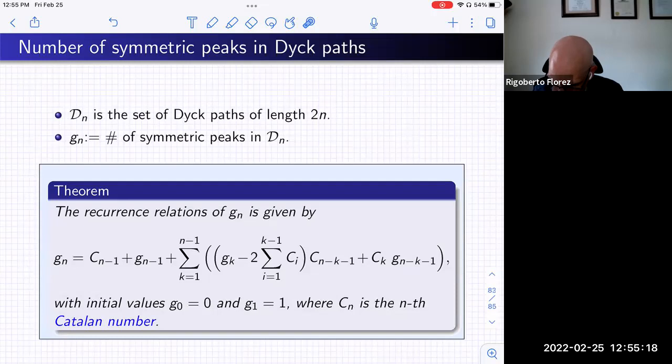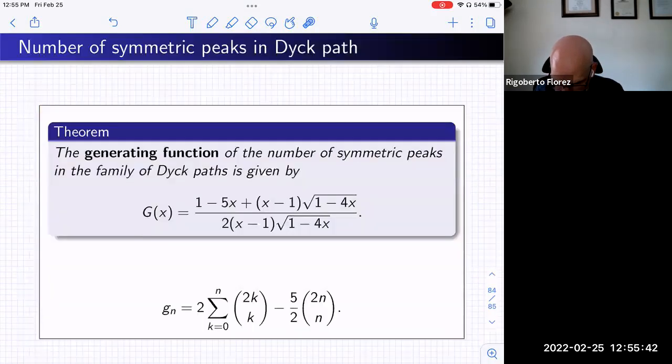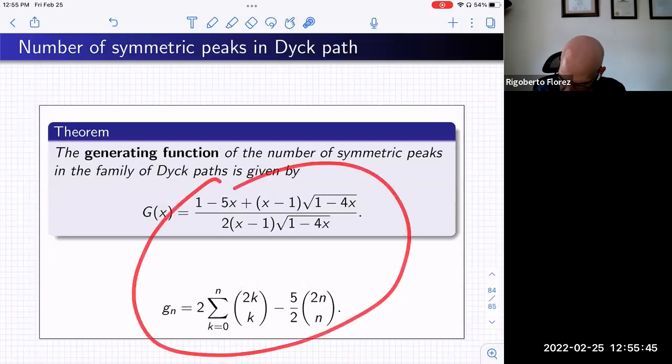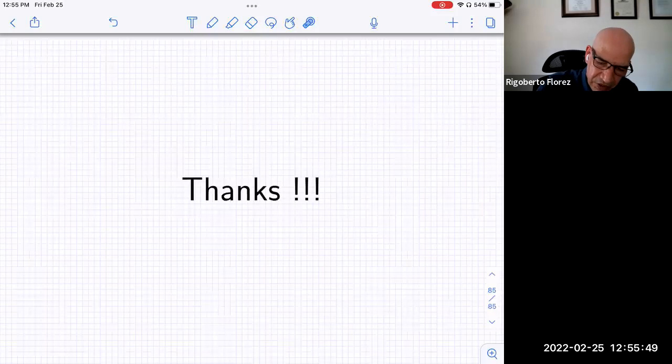And then we also use that recursive relation to count the total number of symmetric peaks of a given length. In this case, the length is 4. And then we count and we see that in this case, the total is equal to 23. And also we have found the generating function, which is here. And I think that's it. That's everything I have to tell you today.